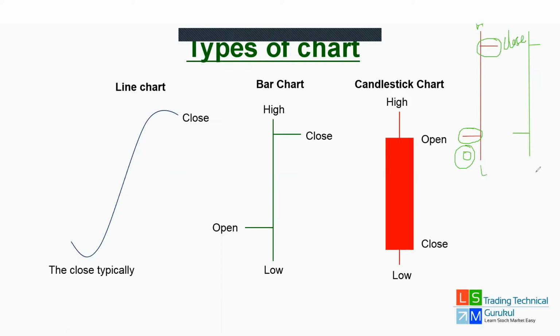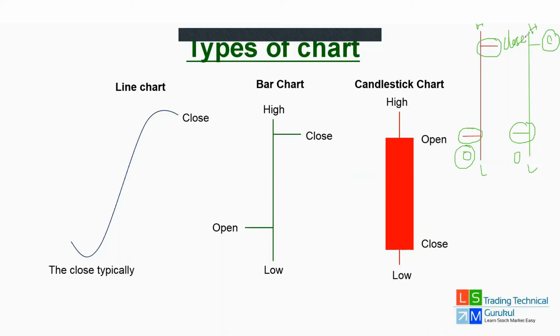The same pattern is there. This is high and this is low. But in the green, the left-hand side is the open and the right-hand side is the close. The thing is that both bars look the same. So how will you differentiate the color of this bar? This is the primary question in this bar chart.